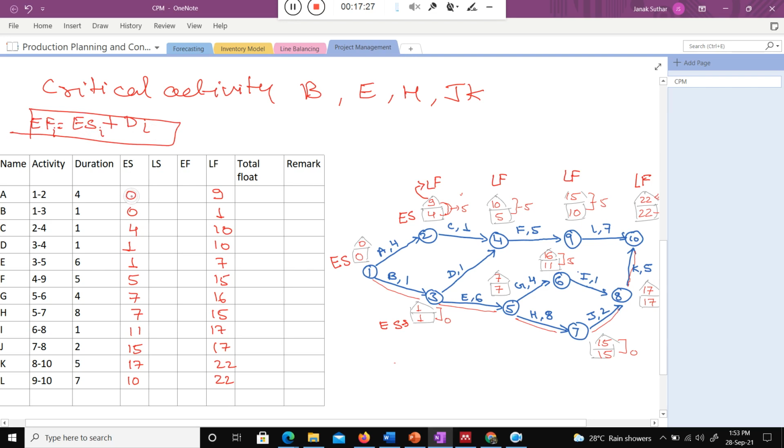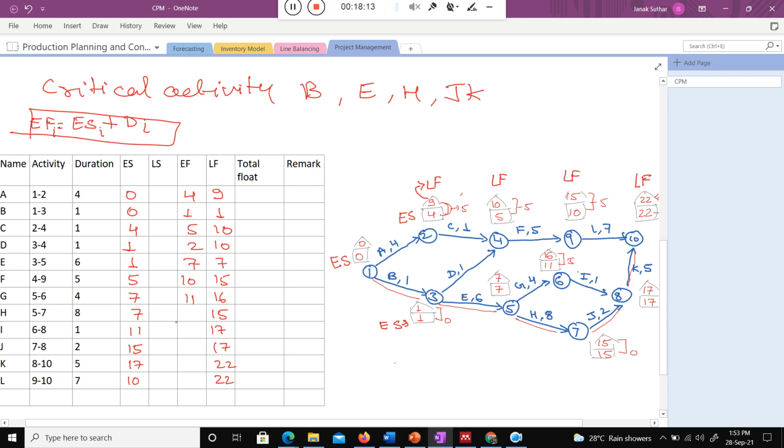You know this early start time, that is 0 for activity A. And if I add the duration, then you can easily get the early finish number, right? Are you getting my point? If I start at 0, what will be the early finish? 0 plus 4 is equal to 4. Are you getting my point? If I start activity B on 0, when will it be complete? Early finish 1. So you just need to add. 1 plus 4 is equal to 5. 1 plus 1 is equal to 2. 6 plus 1 is equal to 7. 5 plus 5, 10. 4 plus 7, 11.